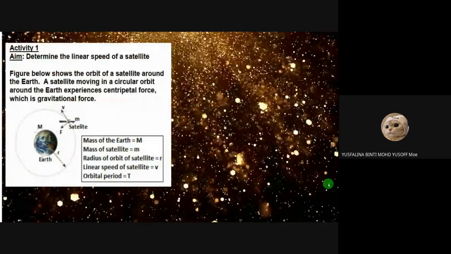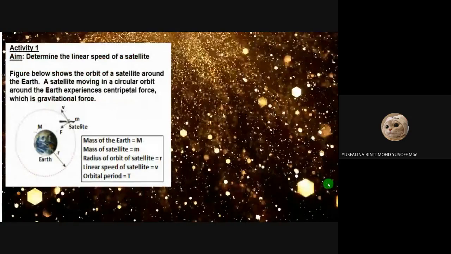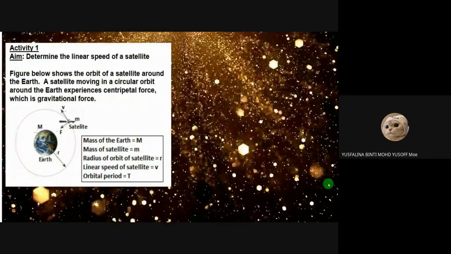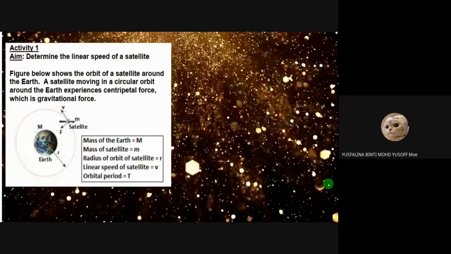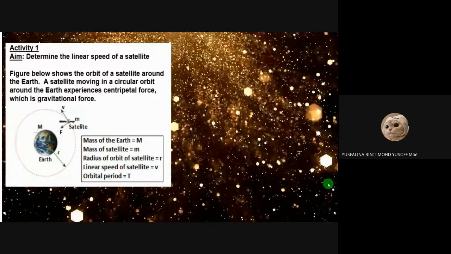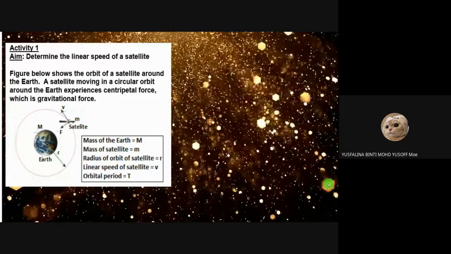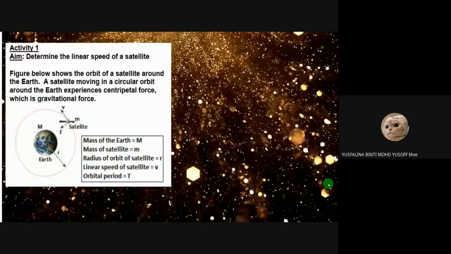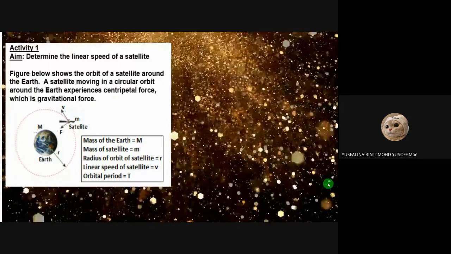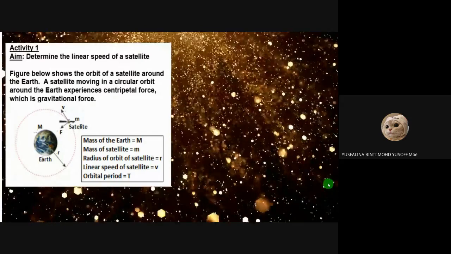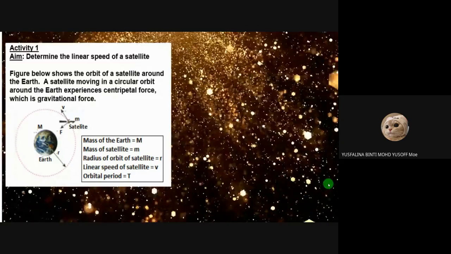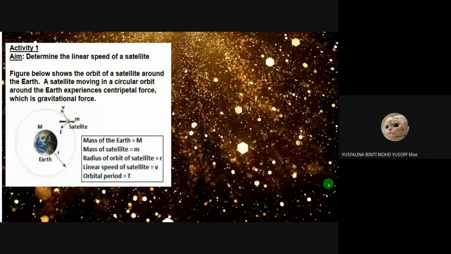So in activity one, you have to determine the linear speed of the satellite. The figure below shows the orbit of a satellite around the Earth. A satellite moving in a circular orbit around the Earth experiences a centripetal force. This one we already learned. Let's say there's an object that rotates around, let's say this is a planet. So there will be a centripetal force, and the centripetal force is actually equal to the gravitational force.